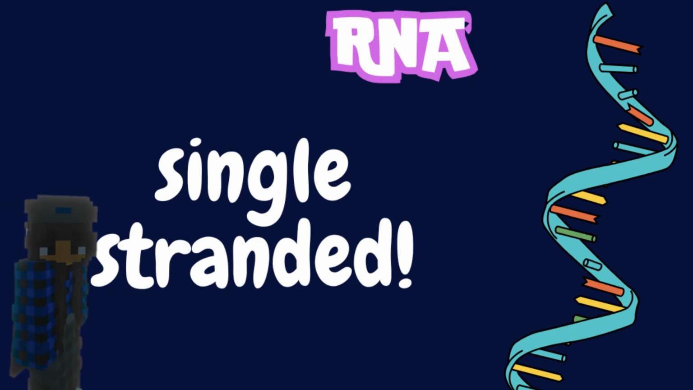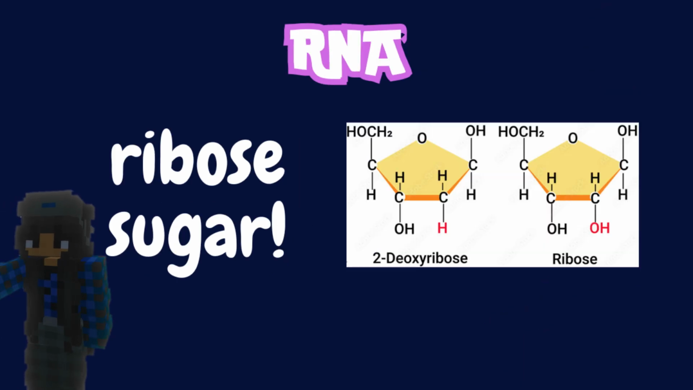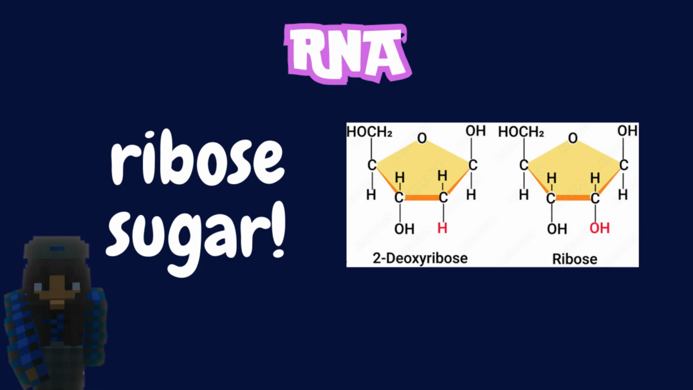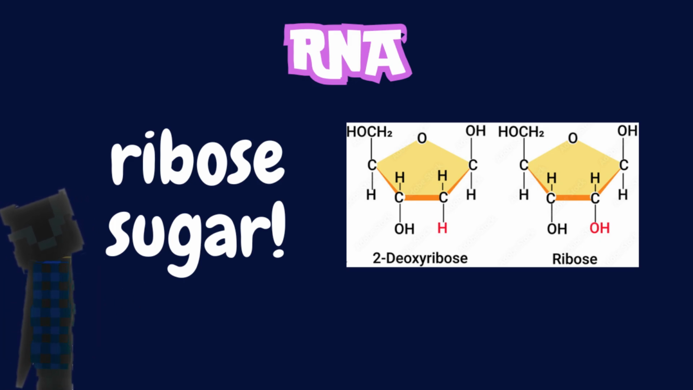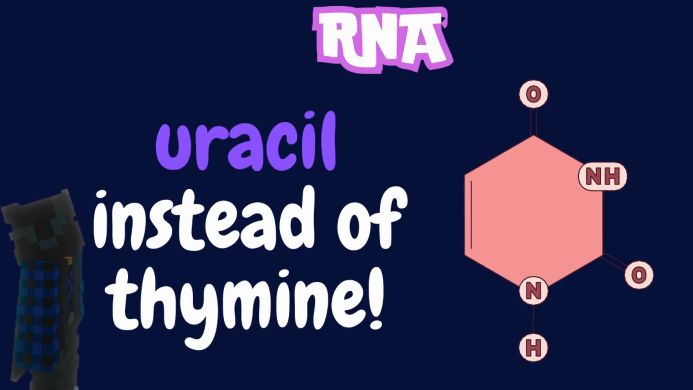Another difference is the sugar in the backbone. DNA uses a sugar called deoxyribose, while RNA uses ribose. The key difference? The deoxy part of the deoxyribose means one less oxygen atom compared to ribose. Sounds small, but it is a big deal in how they function.